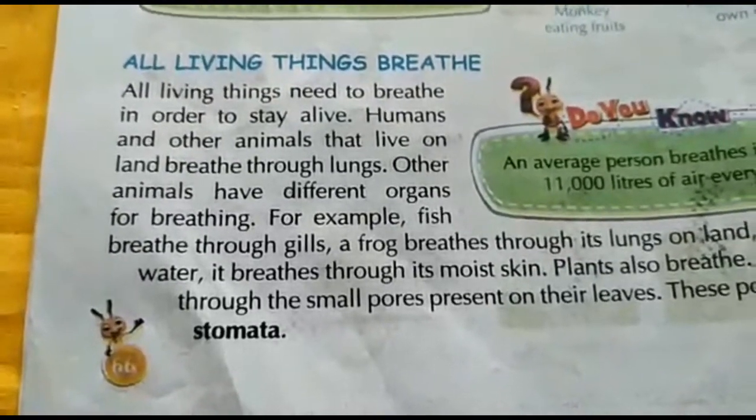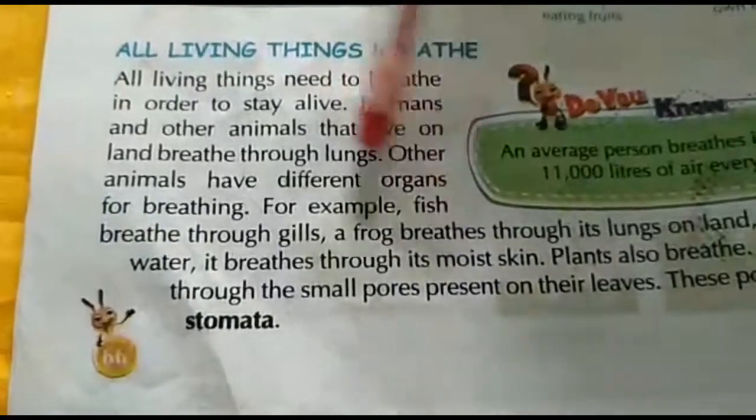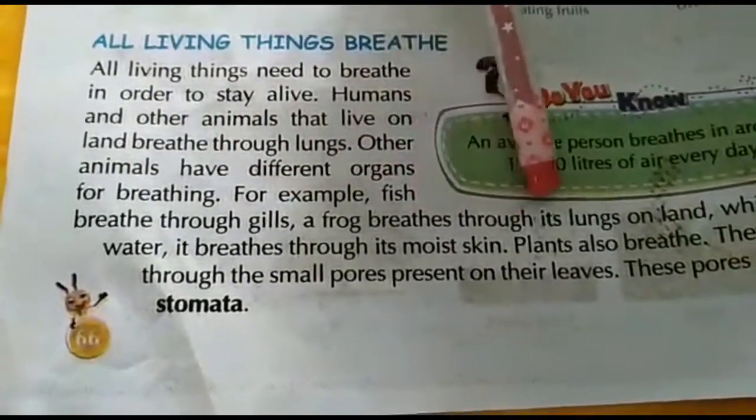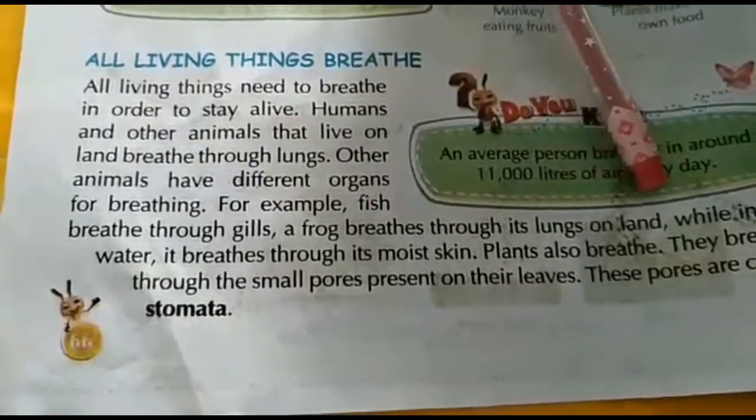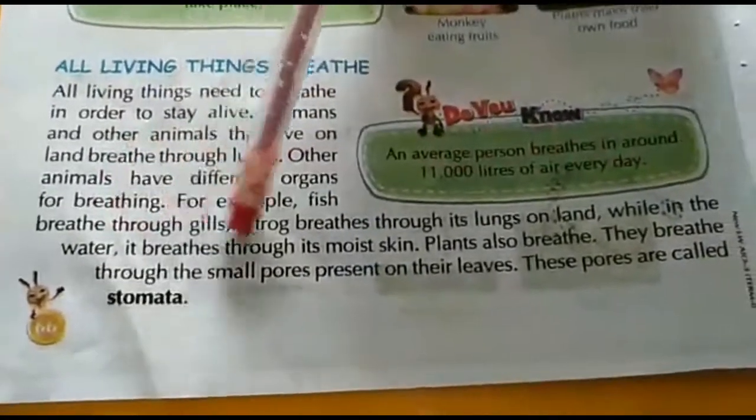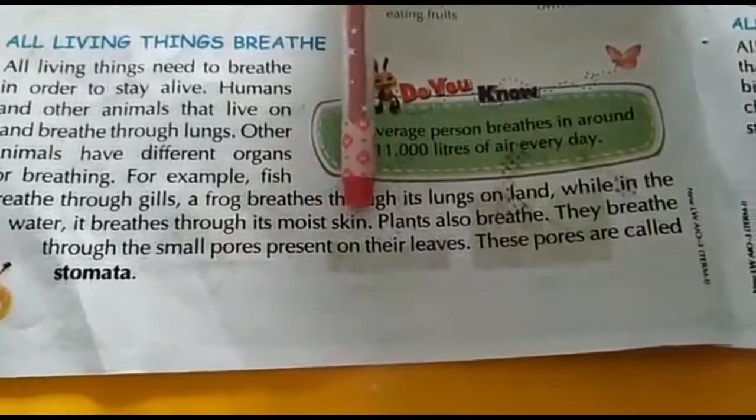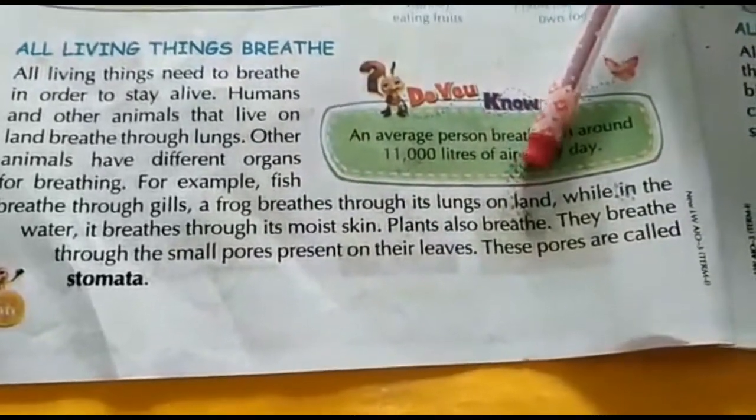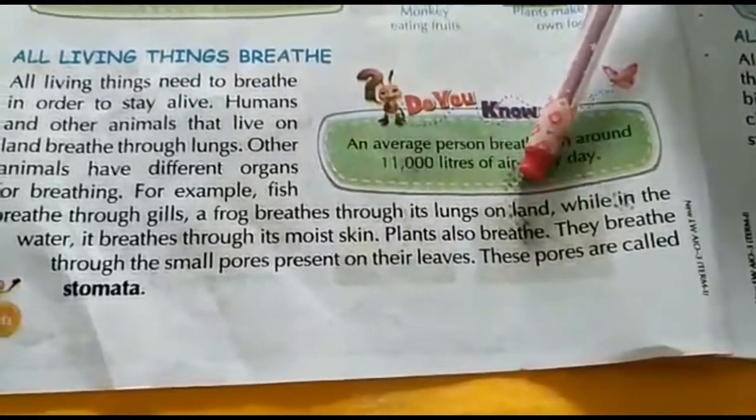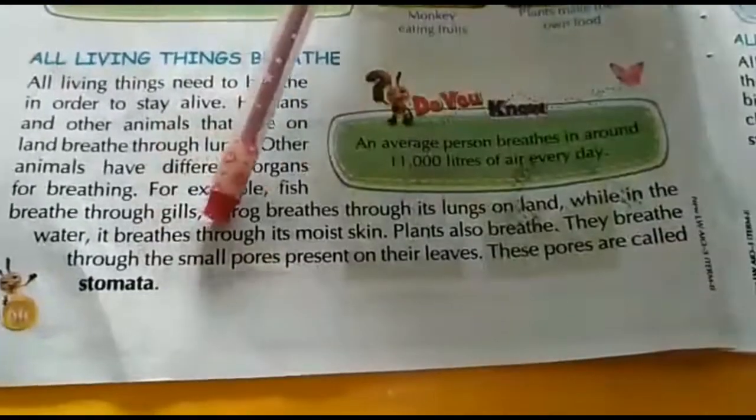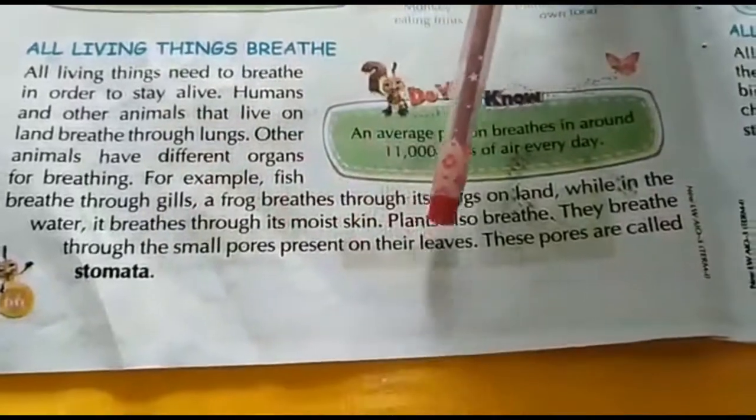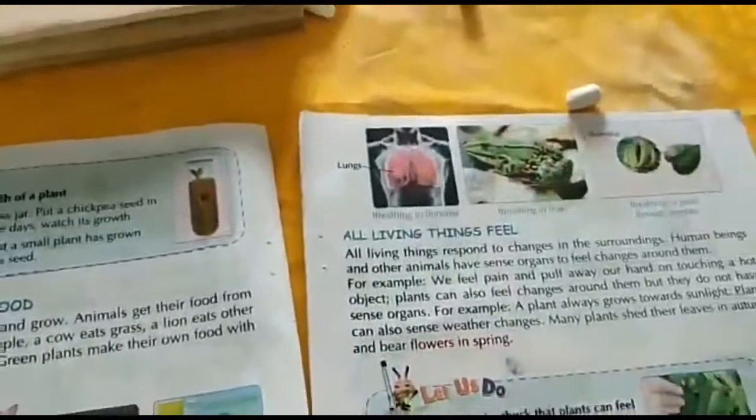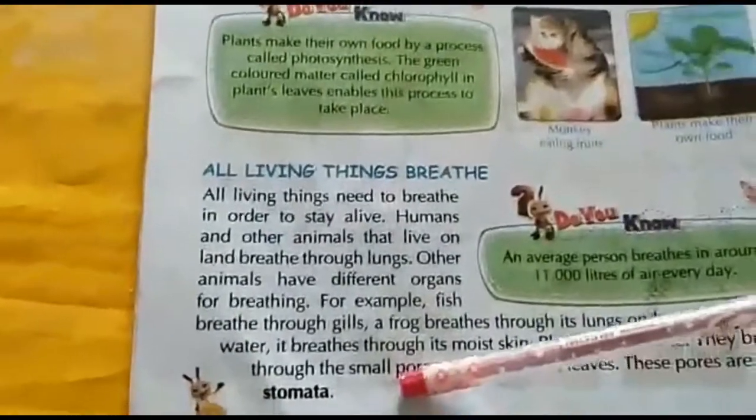For example, fish breathe through gills. A frog breathes through its lungs on land, while in the water it breathes through its moist skin. Plants also breathe. Have you observed or not? Is it a living thing or not? Yes. They breathe through the small pores present on their leaves. The pores are called stomata.